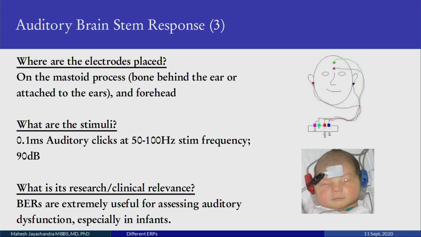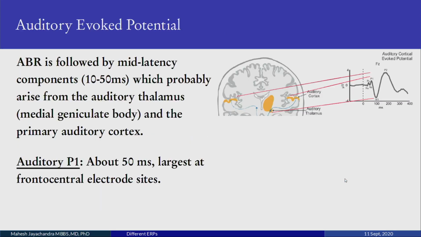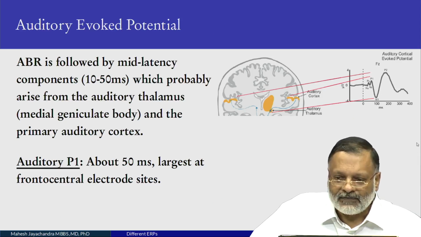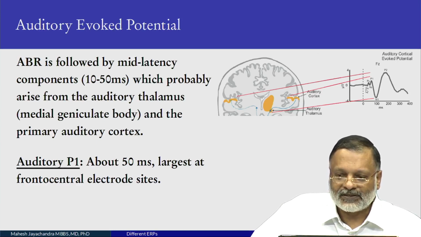So the ABR is followed by mid-latency potentials, which probably arise from the auditory thalamus, the medial geniculate body, and just before the primary auditory cortex. So over here, just before P1 are the mid-latency potentials. These are mainly of research interest. I haven't seen too many applications of this in clinical neurophysiology.